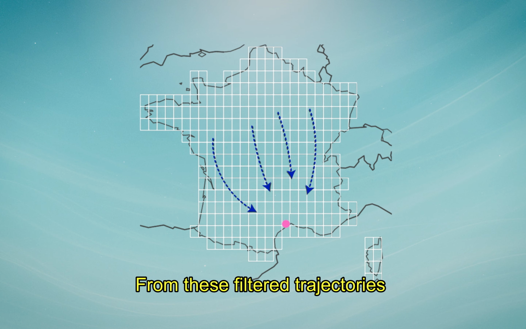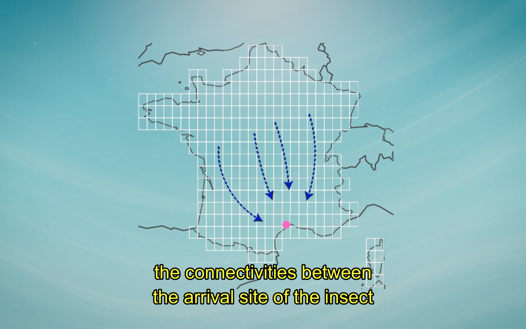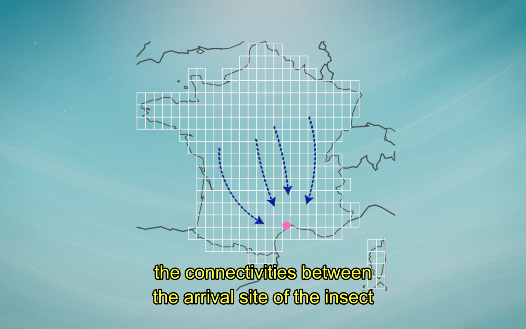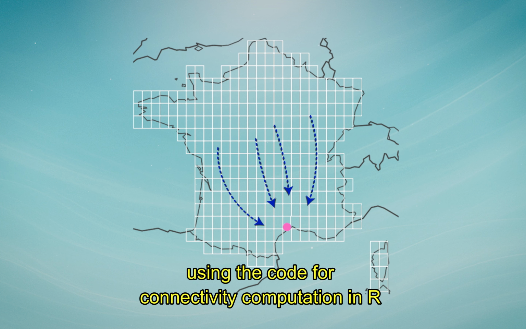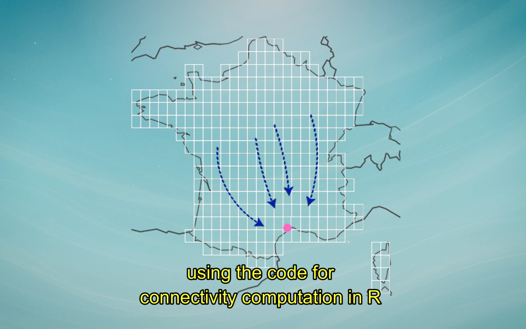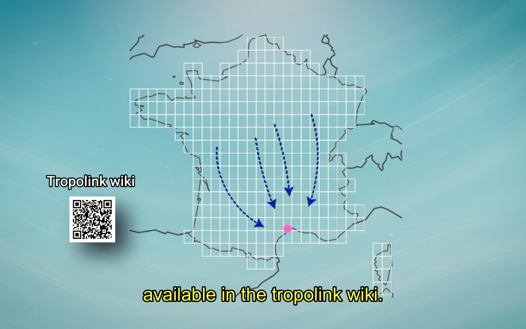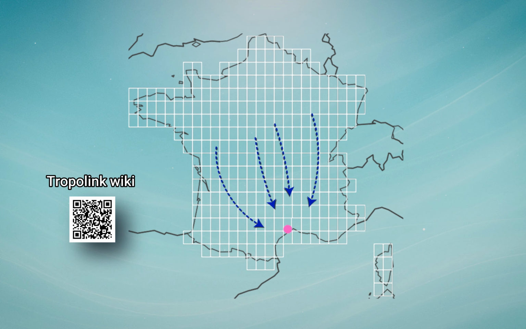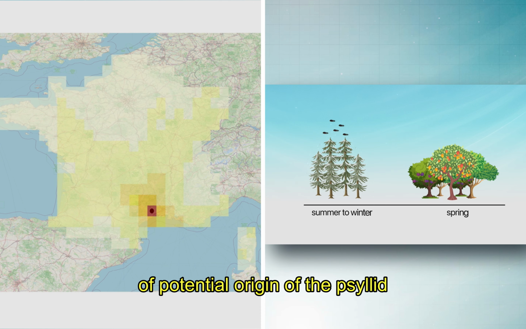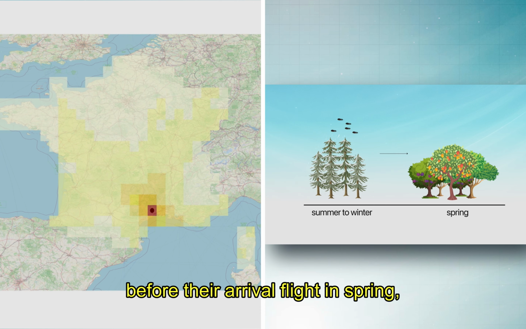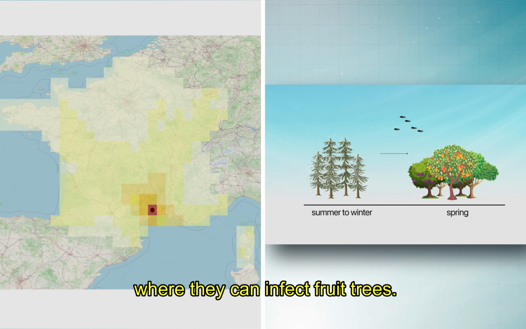From these filtered trajectories, we can then compute the connectivities between the arrival site of the insect and each cell of a grid covering France using the code for connectivity computation in R available in the Tropolink Wiki. Thus, we create a heat map of potential origins of the psyllid before the arrival flight in spring, where they can infect fruit trees.